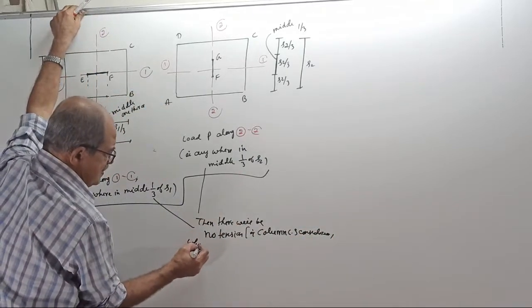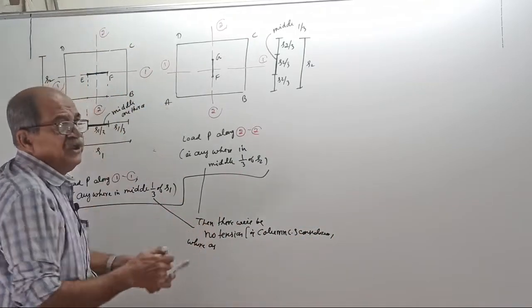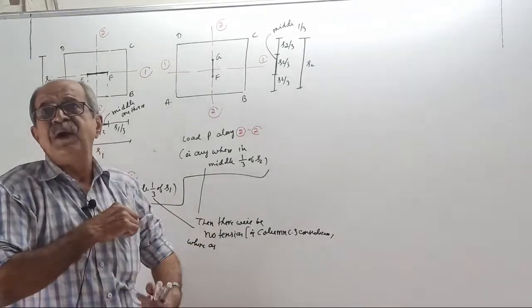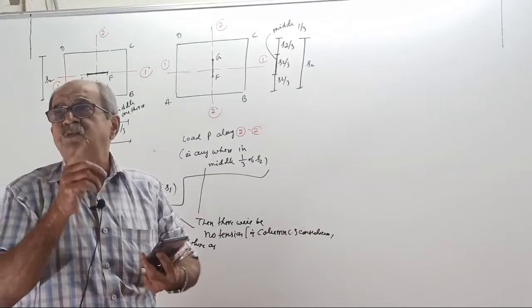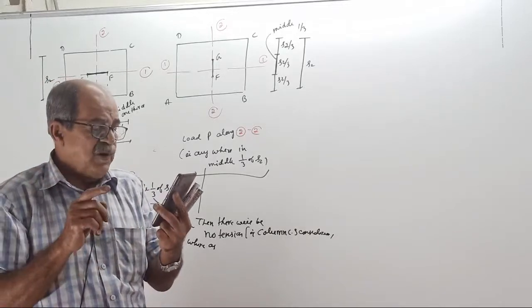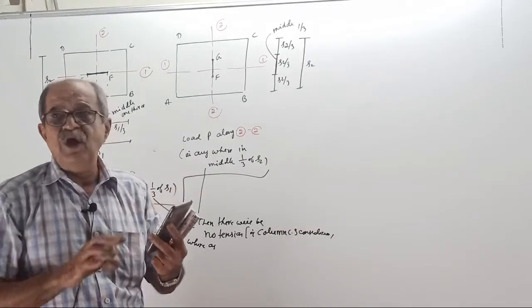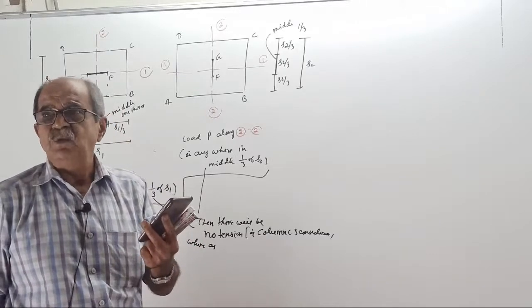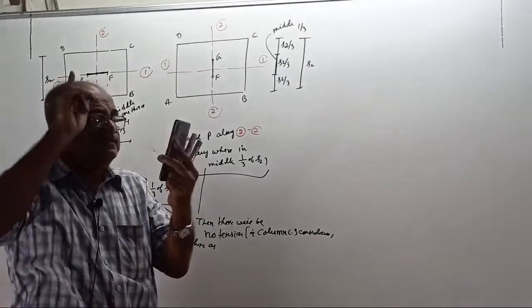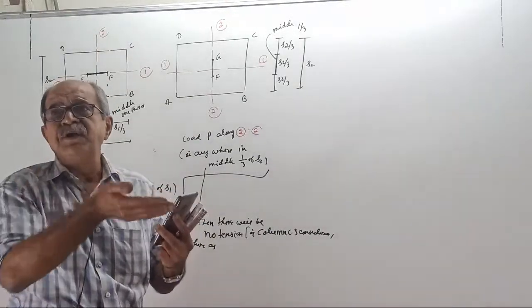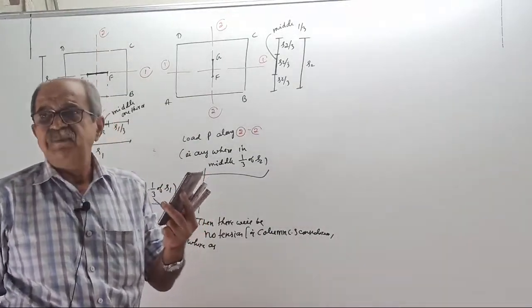Whereas, tell what you have to tell. If it is a foundation part, if it is not a column section, it is the contact of footing with soil, then what do you say? Tell me. Not no tension. What is the correct word? If it is a column section, okay, no tension. But if it is a footing contact area, I am coming to that now.